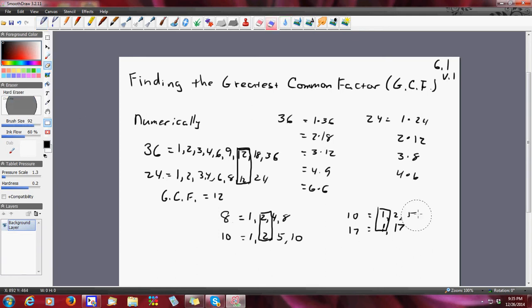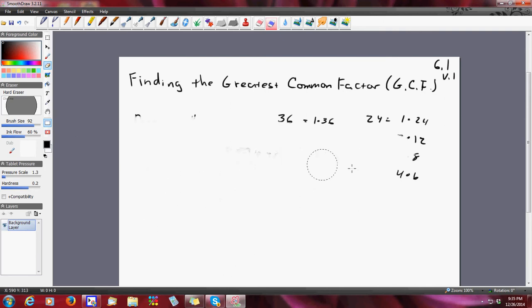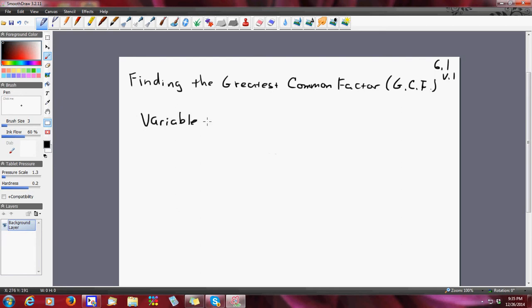Now I'm going to erase this stuff. If you need to pause or rewind or do any of that, that's perfectly fine, go right ahead. I'm going to make a couple of videos, so that's okay. I'm not going to do it algebraically, because that's not what I want to do. I'm going to do how we find the greatest common factor of variables.